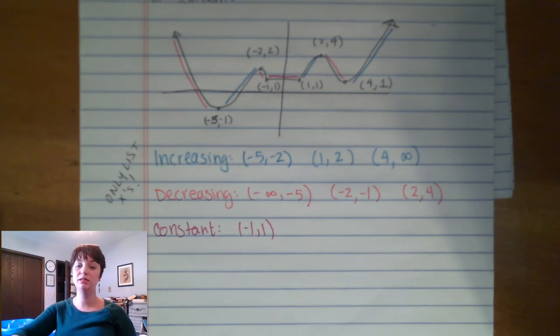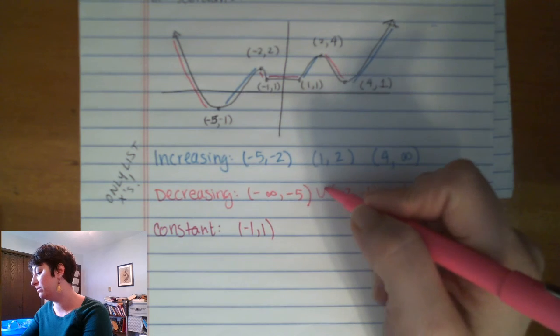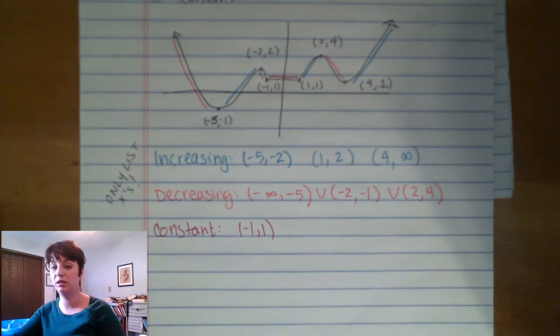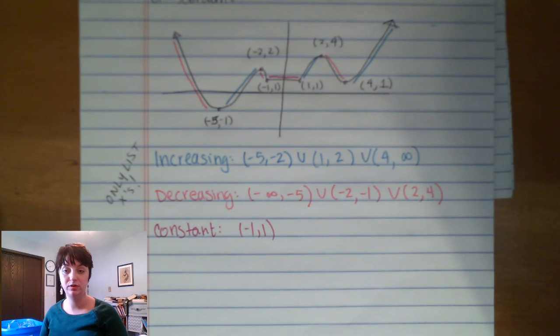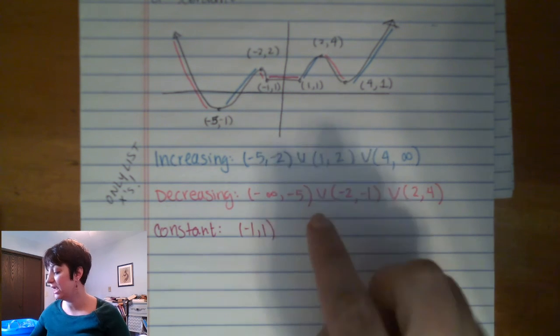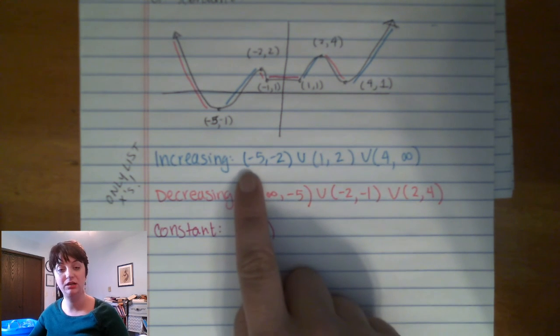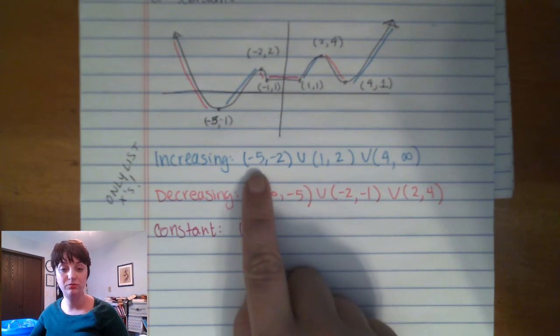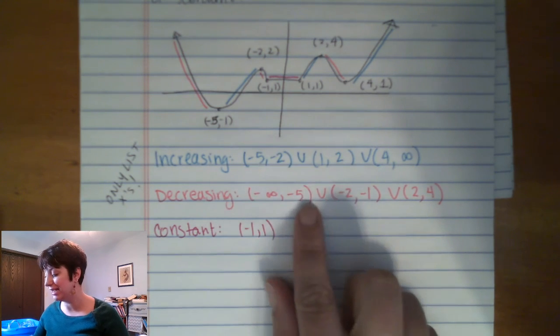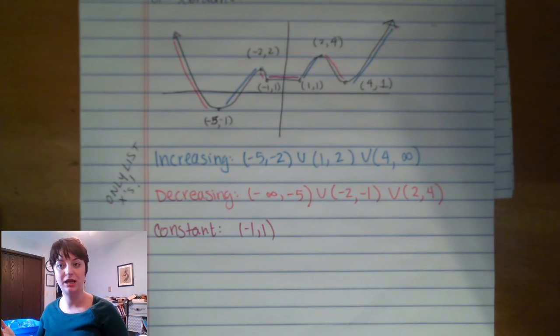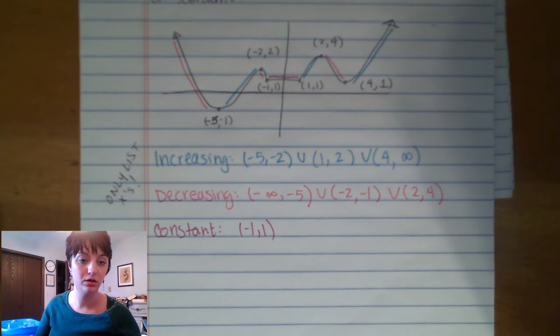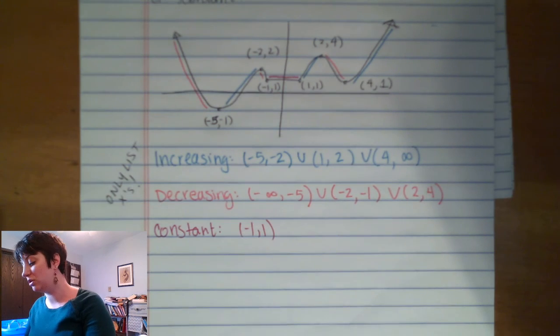Now, because I've got a bunch of intervals, I don't want them to get lost, I'm going to include the union symbol between them. So you only list x values and it has to be open. If I didn't have it open, like say I included negative 5 in my increasing, if I included the endpoints, I would be both increasing and decreasing at negative 5. Obviously I can't be both at the same time, I can't both be getting larger and smaller. So for that reason we don't include the endpoints.